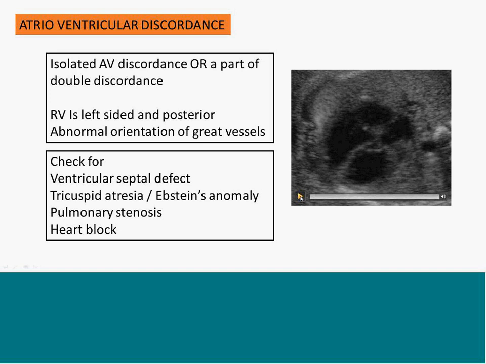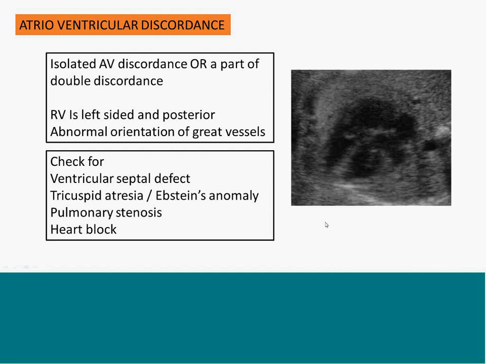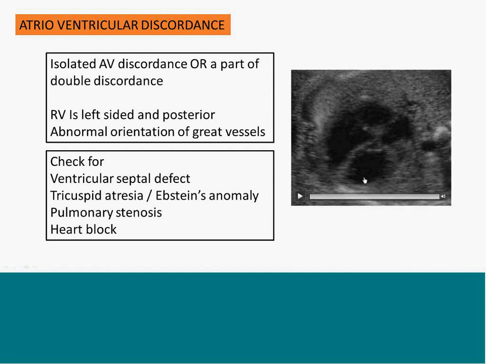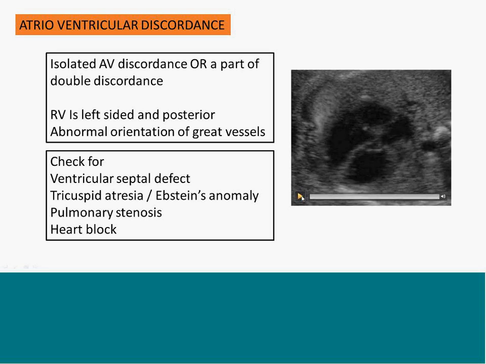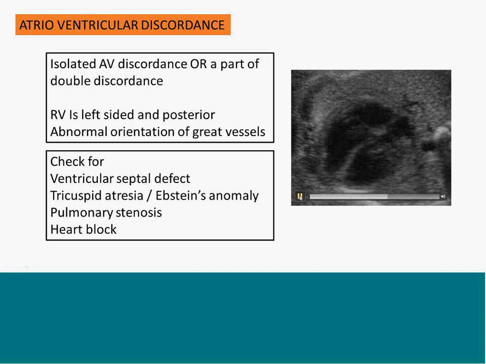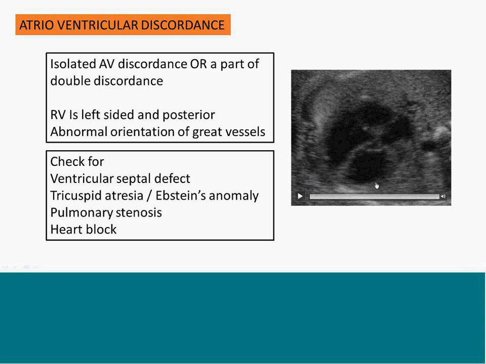However, most of the time, it's not isolated discordance, but double discordance. Double means the left ventricle then gives rise to the pulmonary artery and the right ventricle gives rise to the aorta, which is double discordance. Now sweep further anteriorly and try to open up the great vessels, and the issue, whether it's isolated or double discordance, will get cleared. And further planning will be based on that. You can see the right ventricle actually is attached to the left atrium.